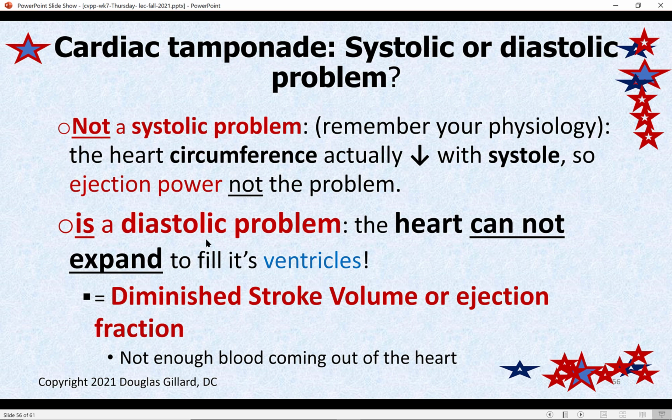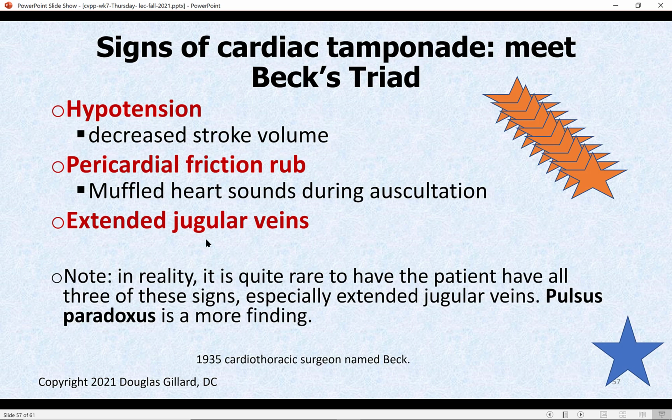Therefore, if you don't have enough blood in the ventricles, your stroke volume and ejection fraction are significantly decreased, which is going to decrease blood pressure. So it's a diastolic problem, not a systolic problem. Okay, here's the old classic Beck's triangle.